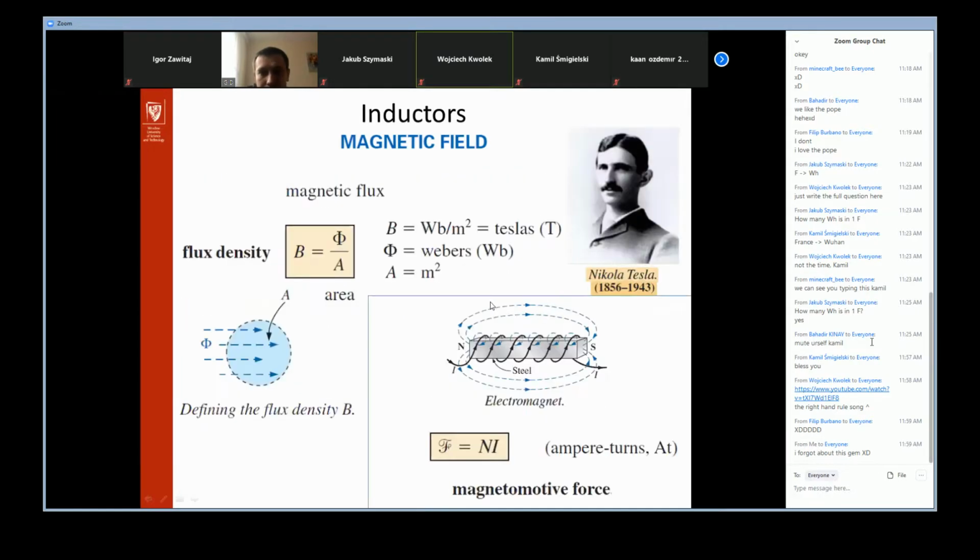Okay. So as you see, the flux density, which is named B, is given by the formula of Nikola Tesla. It is equal to the magnetic flux over the area. Yeah, that's the density.